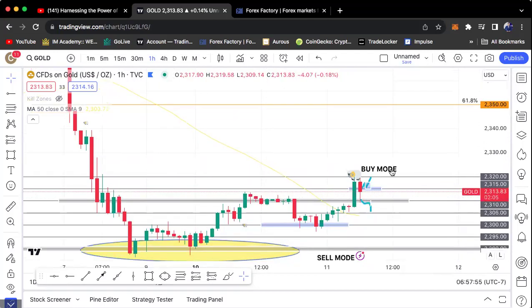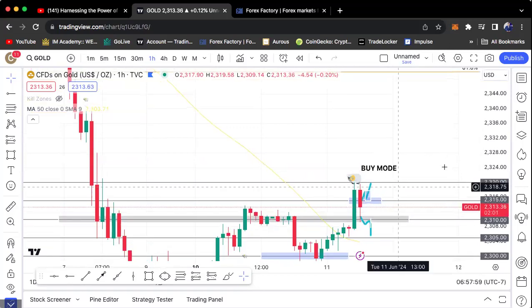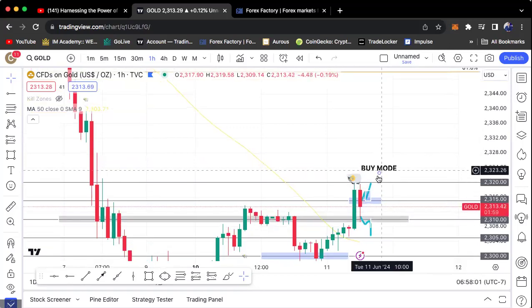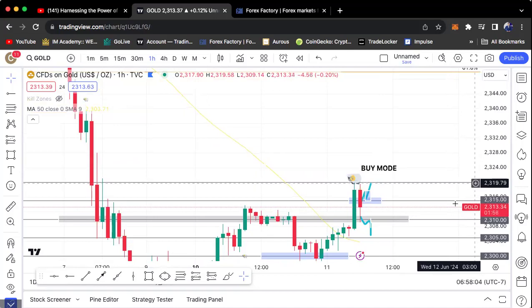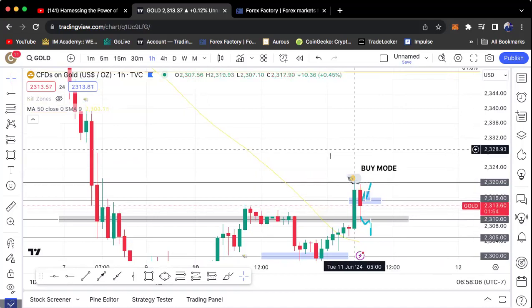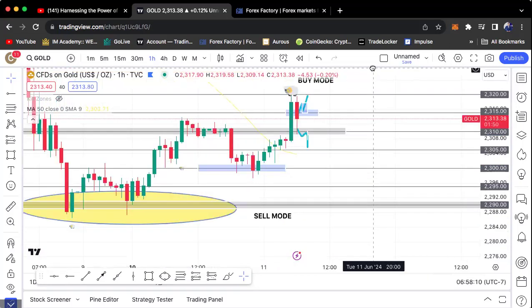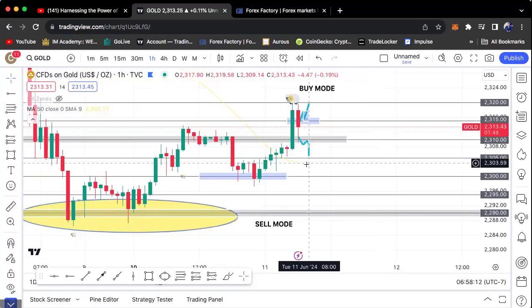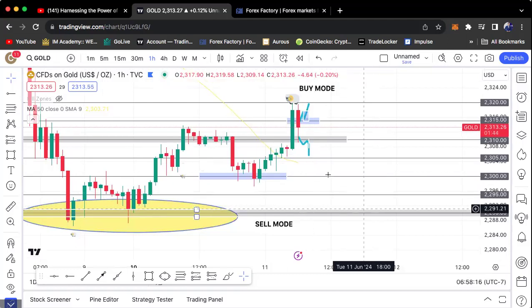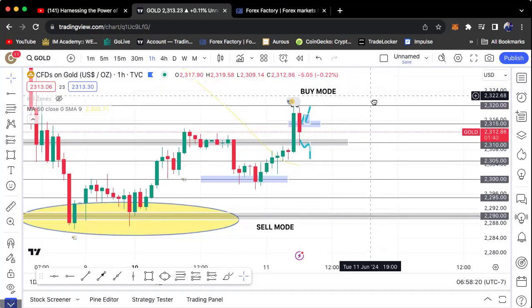So I'm looking for the next break of structure to the upside. When it breaks above 23.20, right now I'm in buy mode. When price breaks above 23.20, you're experiencing a buy. When price breaks below 2300, 2290 area, you're in sell mode.